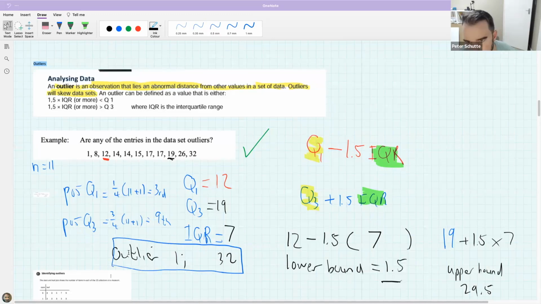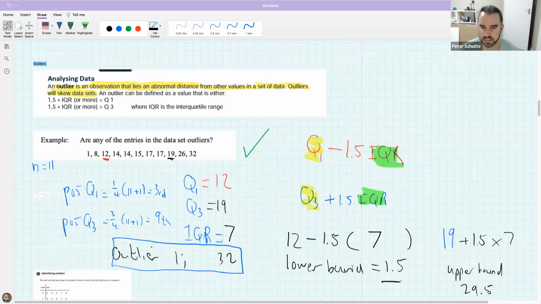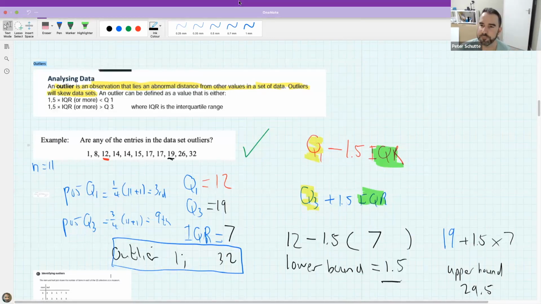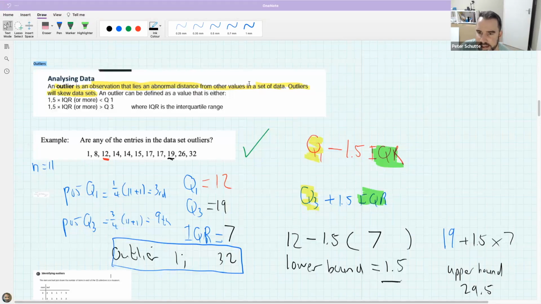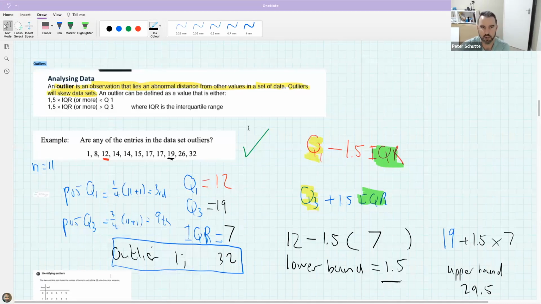Okay. So if you have to work out whether something is an outlier or not, the formula, these lower and upper bounds are the thing that's going to help you. Okay. Give me a thumbs up if you followed that. Give me a thumbs down if you feel a bit confused by the idea of determining if something is an outlier. Okay. Awesome.